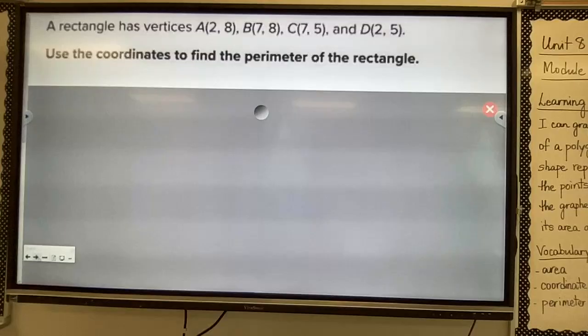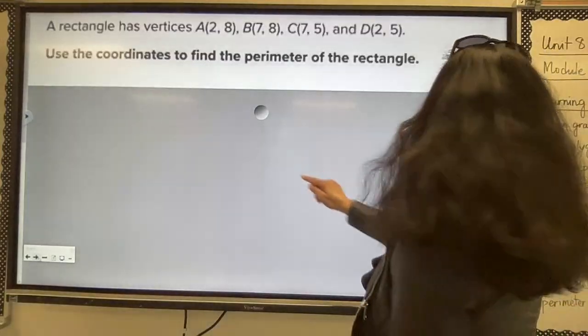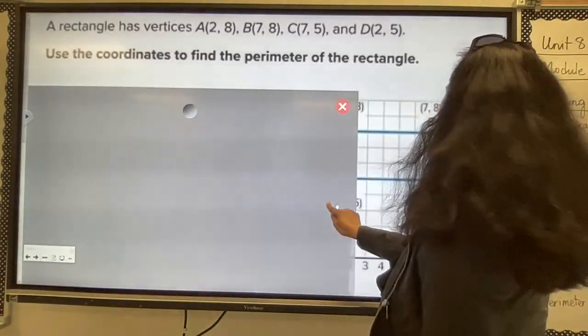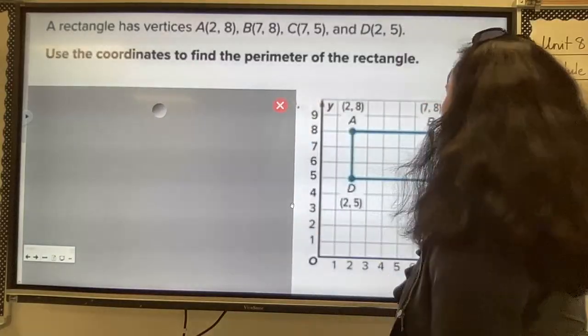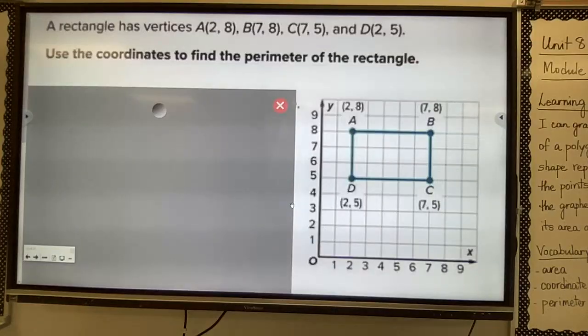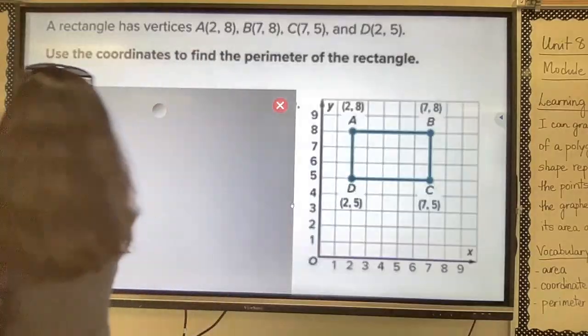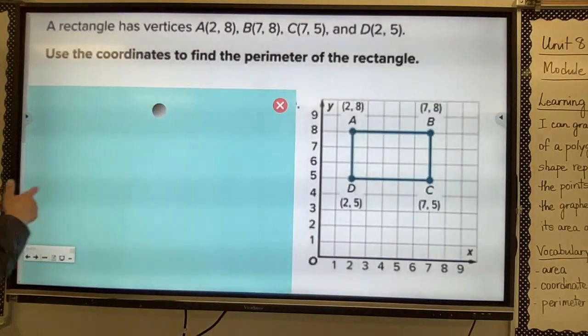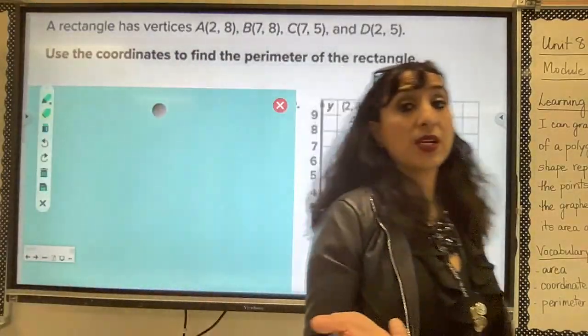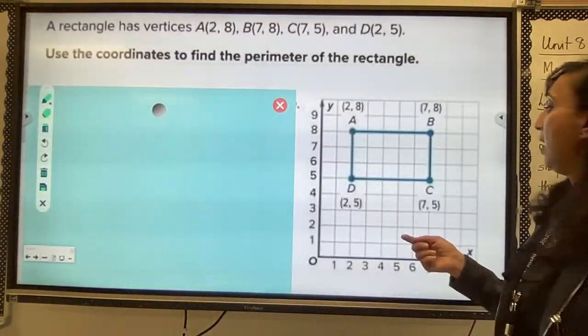All right, so if I look at this one, I am just going to do this, and here it is. Okay, so I've already drawn it out, and I've drawn the sides over here. So all I'm doing is trying to find the length of the units, and then I'm just going to add it up. So if I look at this, now I can use either distance or I can count. Either way is fine, okay?